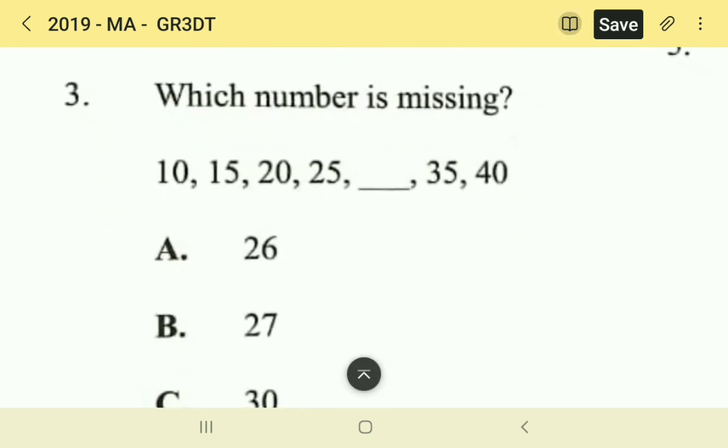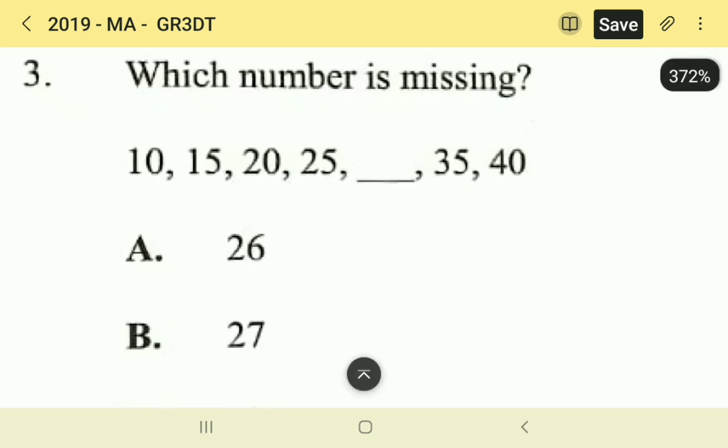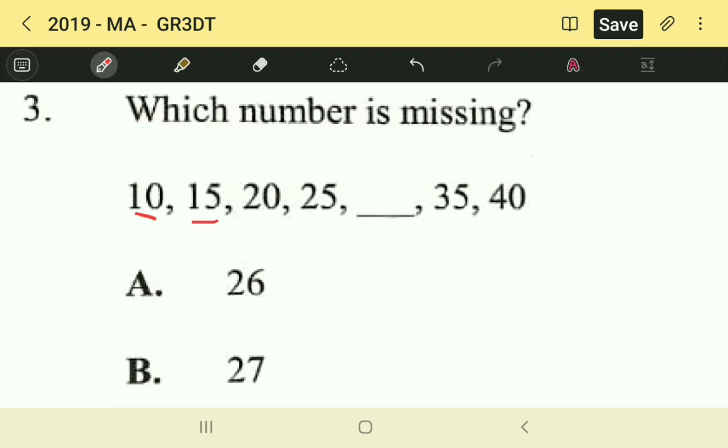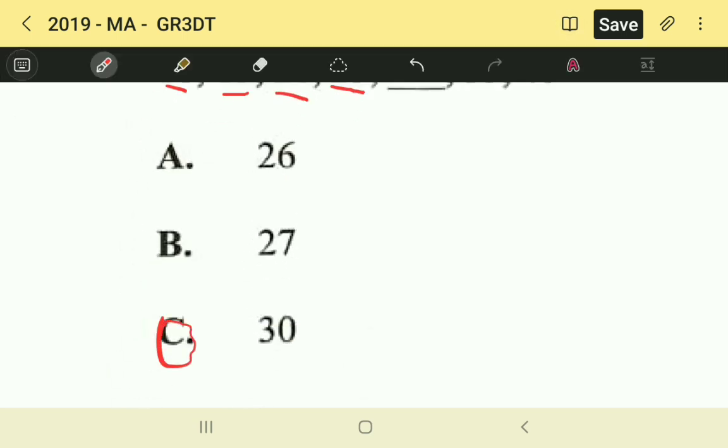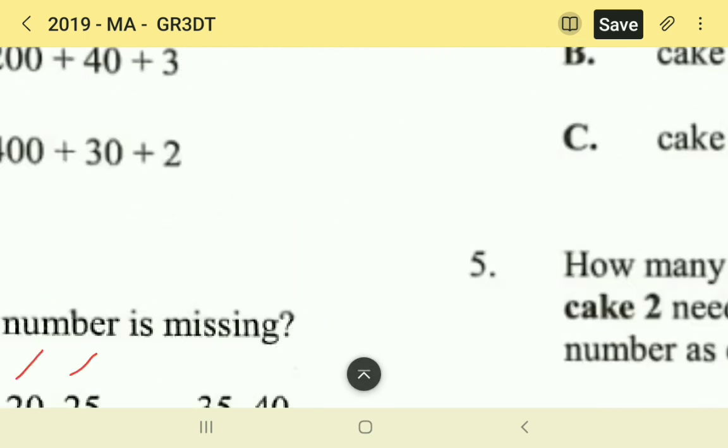Number 3. Which number is missing? Now you first need to look if there's a pattern, and the pattern we're seeing here is that they're counting by 5. So 10 plus 5 is 15, plus 5 is 20, plus 5 is 25. 25 plus 5 is what? So it's like saying 5, 10, 15, 20, 25. Come boys, this is for you. Shout out the answer, man. Good job. 30, and 30 is at C. Girls, give them a hand. Let's move to number 4.